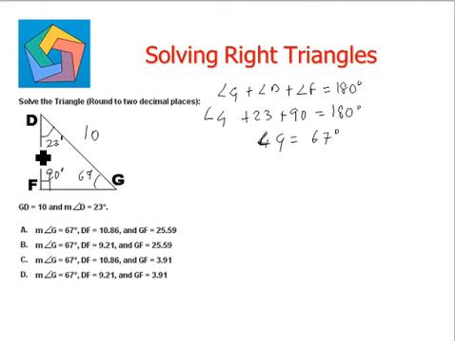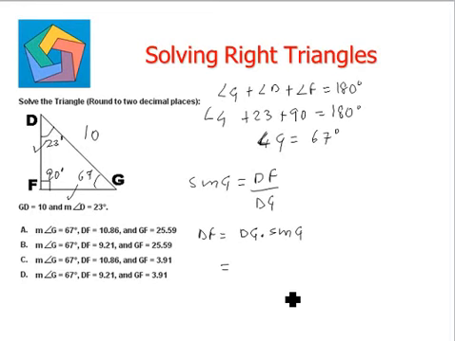Now find out the value of DF and GF. We'll use the sine of angle G equals opposite over the hypotenuse. So DF is nothing but DG times sine of G. We can plug in the values. DG is 10, while sine of 67 degrees we find with the help of the calculator, and here we get the answer of DF as 9.21.